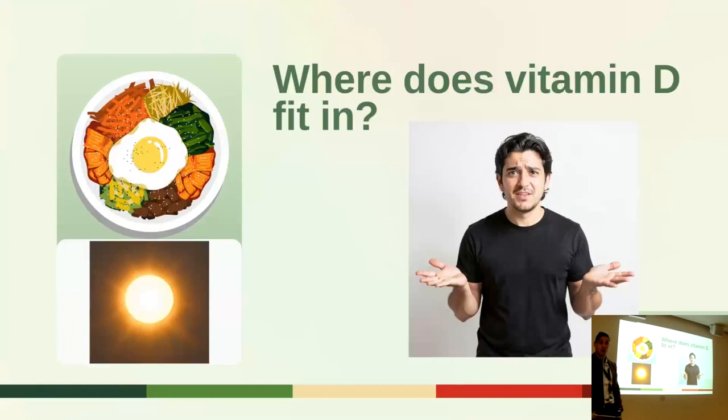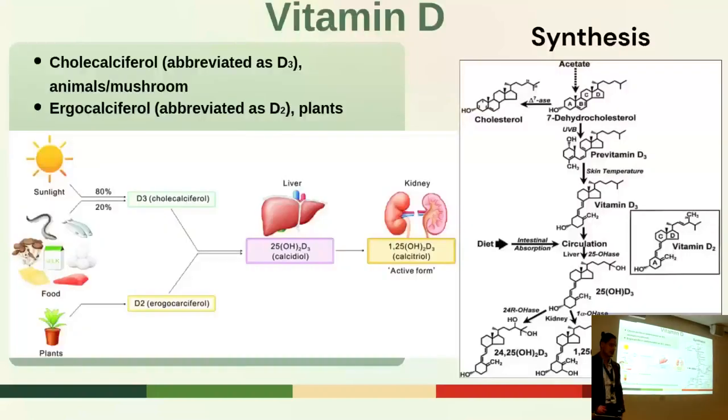Fat soluble, comes from fatty foods. Get it in eggs, margarines, meat, dairy. There are also plant sources of it as well, most notably mushrooms. Okay? So vitamin D.